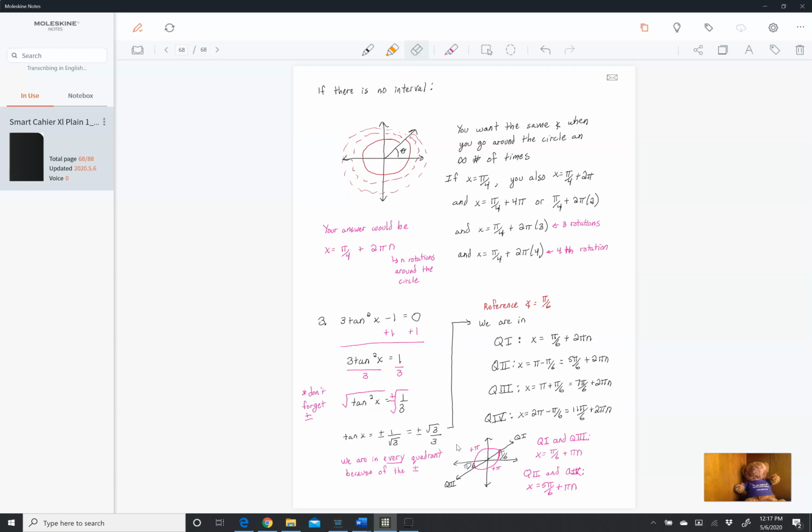Okay. Let's take another example. You don't have to do this, but it does make it much more efficient. Okay? Much more efficient. So let's do another example.